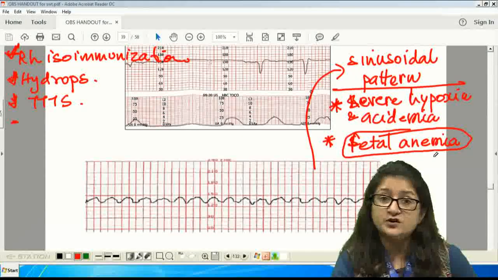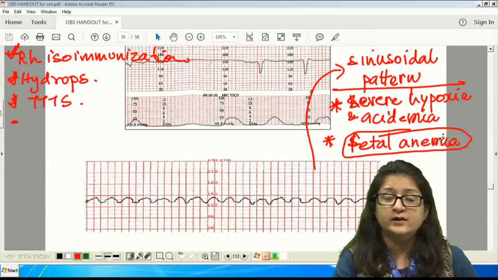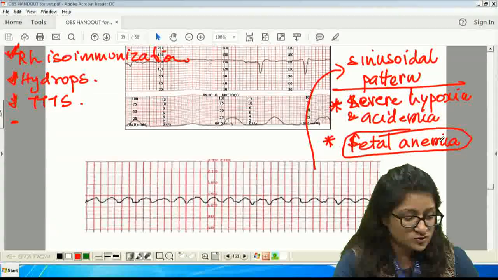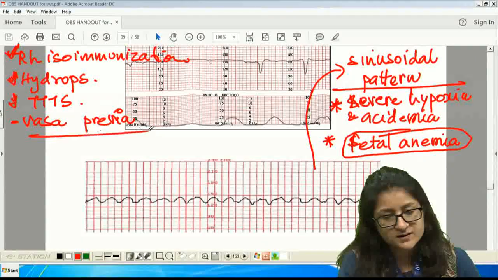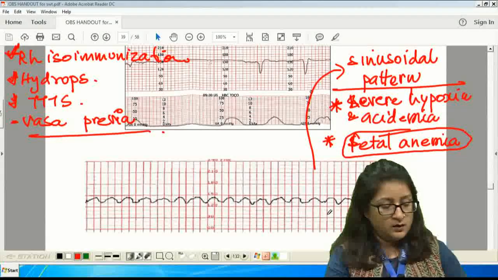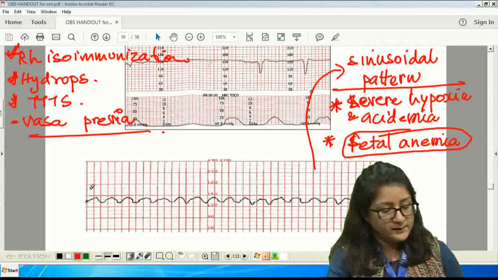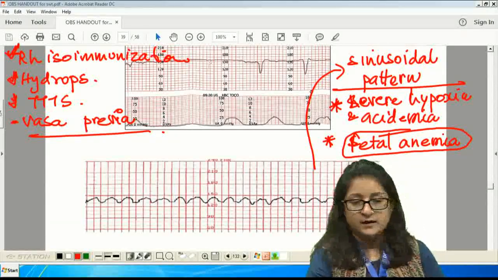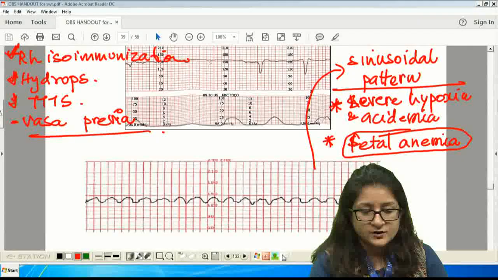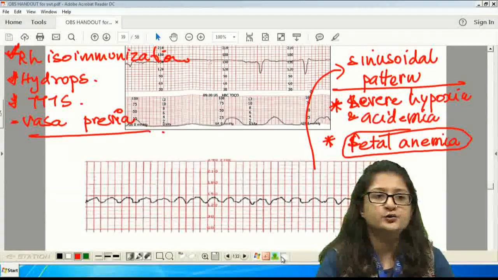Another situation where there can be fetal anemia is where the fetus bleeds, during labor or before labor, and such a situation can be there if there is vasa previa. Vasa previa is another situation where the fetus is going to bleed and there is going to be a sinusoidal pattern.